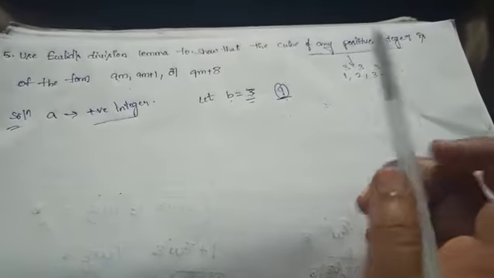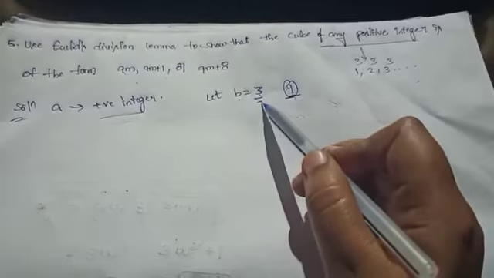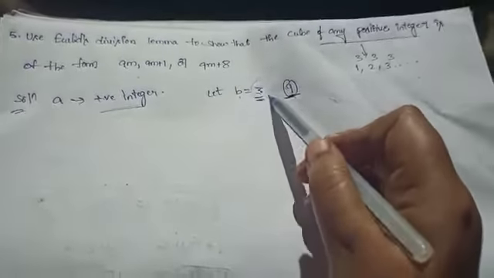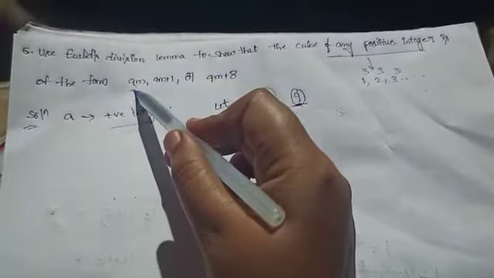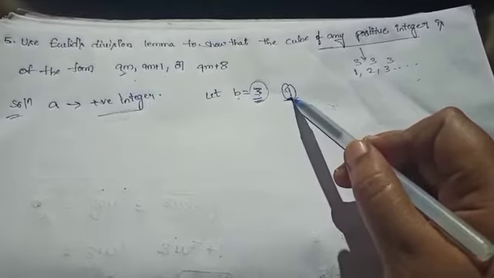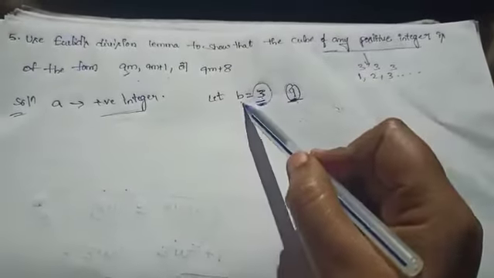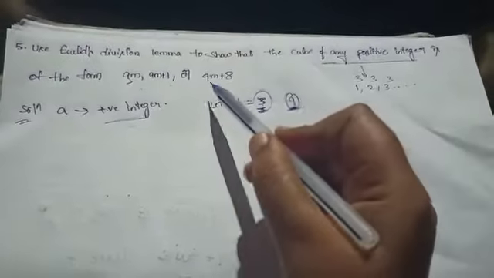Here we have to prove that the cube of any positive integer is of the form 9m plus 1 or 9m plus 8. Let a be any positive integer. Here let b equal 3. Why? 3 is one of the factors of 9. If you take b as 9, it is also correct, but it is very complicated to solve the problem. So here I am taking b equal to 3.